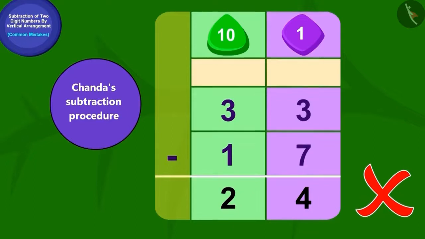While subtracting, Chanda subtracted 3 ones of 33 from 7 ones of 17. Is this the correct procedure? While subtracting, we should subtract the digit of the smaller number from the digit of the larger number. Did Chanda do this while subtracting? Chanda subtracted the bigger number from the smaller number. That's why Chanda's answer is wrong.